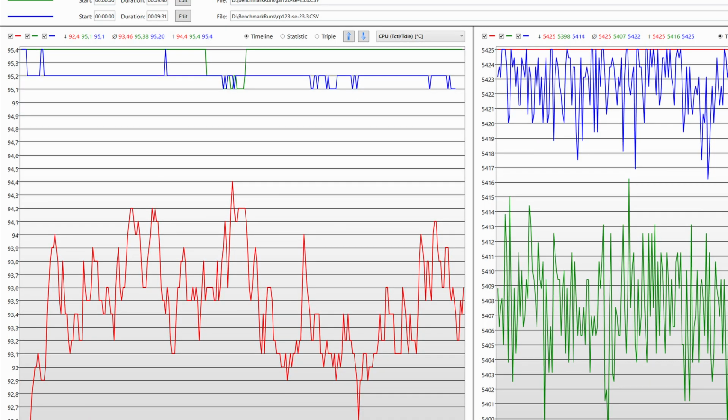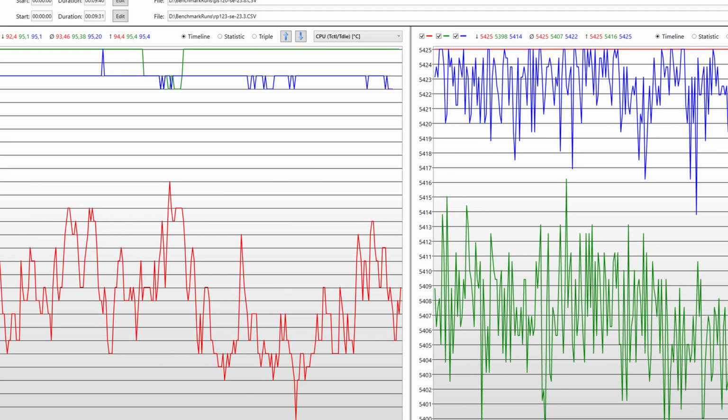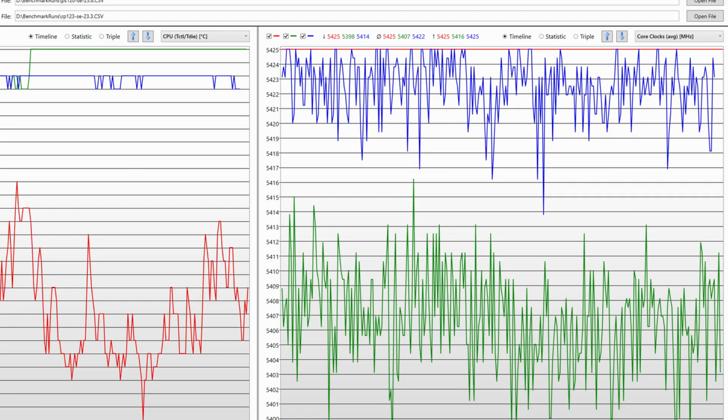As we can see from the graph on the left, the AIO, again in red, was the only one to sit below 95 degrees, while the other two air coolers sat on average above 95 degrees Celsius. And this is reflected in the right graph, where the AIO was the only cooler to maintain a constant 5425 MHz clock speed, while the other coolers sat below that. In fact, both air coolers exhibit minimal clock speed variation, and this is how thermal throttling works.